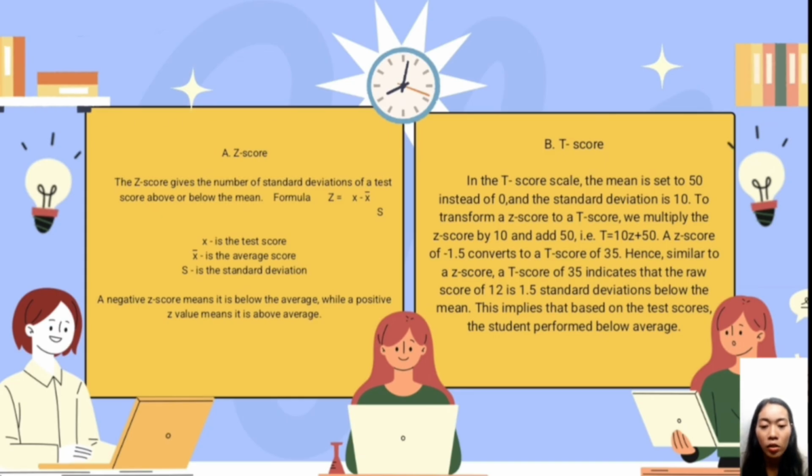Hence, similar to a Z-score, a T-score of 35 indicates that the raw score of 12 is 1.5 standard deviations below the mean. So this implies that based on the test scores, the student's performance is below the average.